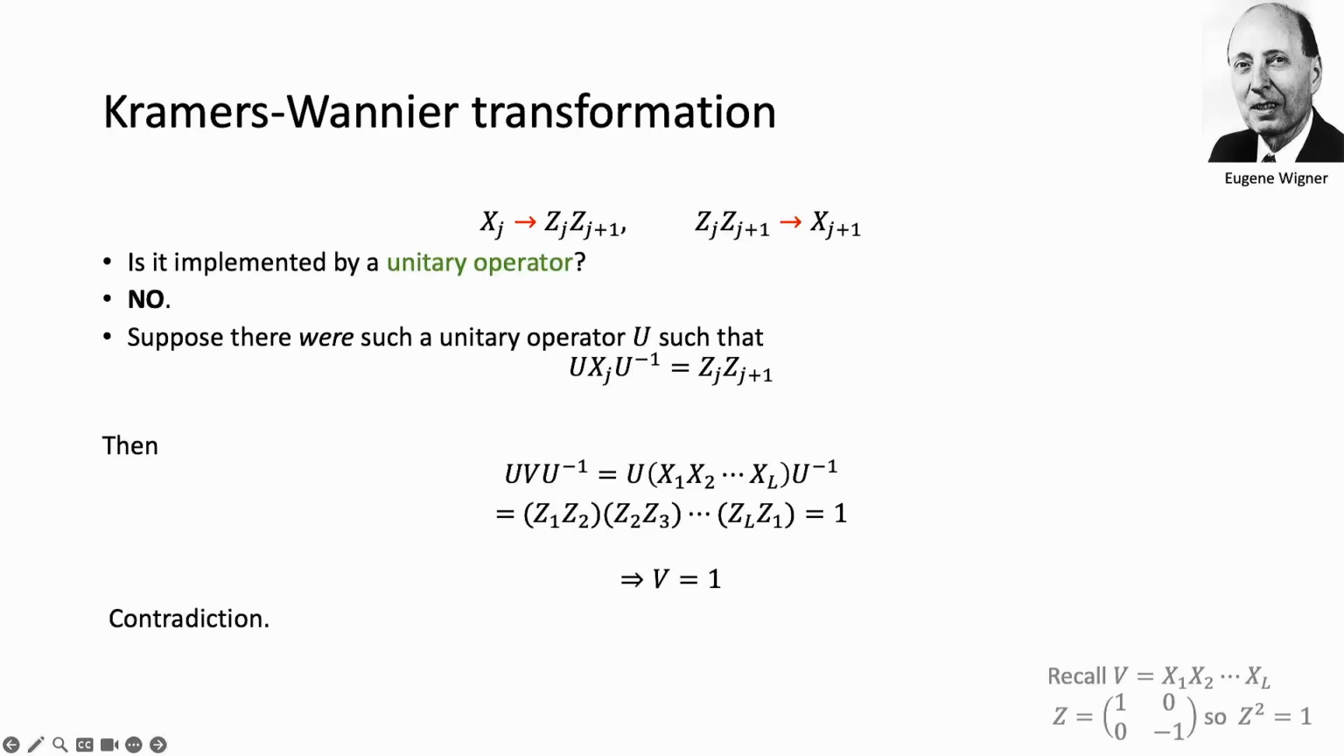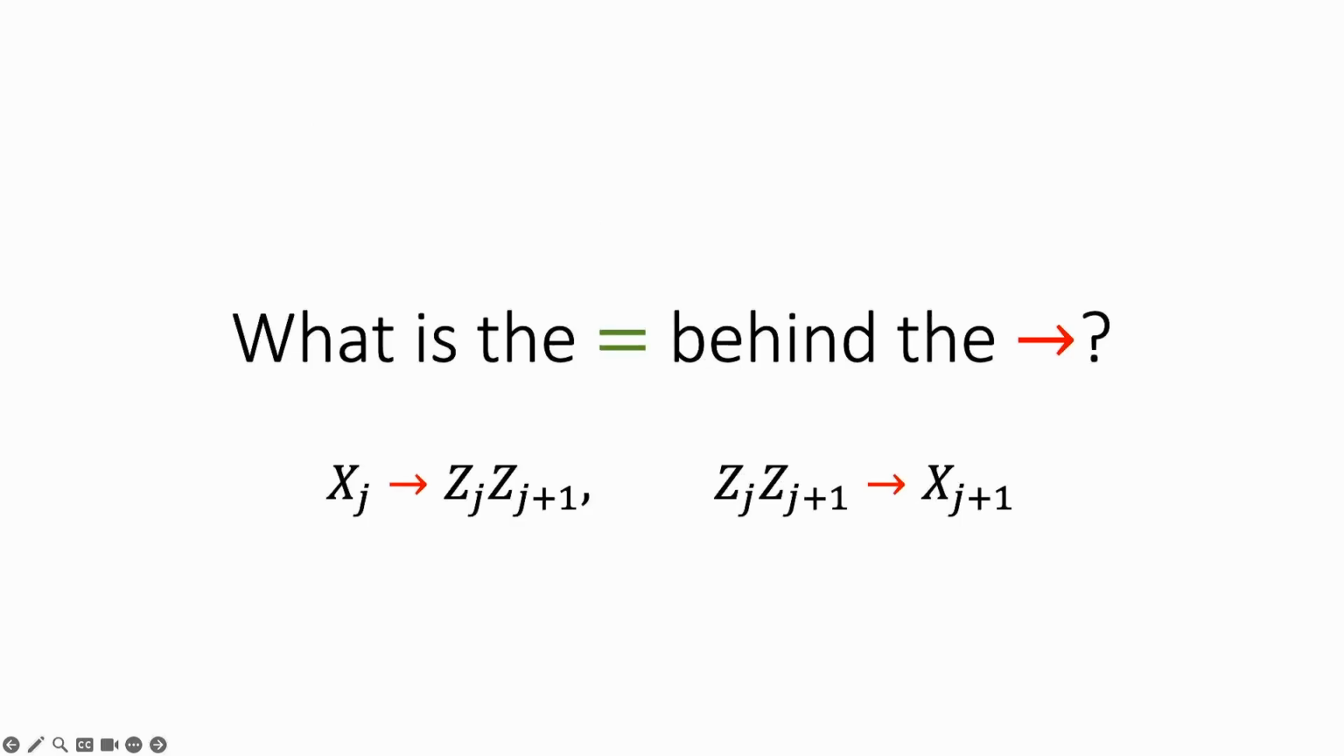If there's any lesson to be learned from this simple reasoning, it is that in physics, we should never write arrows. When you write arrows, you don't really know what you are talking about. Do we mean a unitary conjugation or do we mean something else? Now, we're serious people in physics, so we should really write equalities rather than arrows. That begs the question, when we wrote this Kramers-Wigner transformation, what are the equalities behind it? What do we really mean?